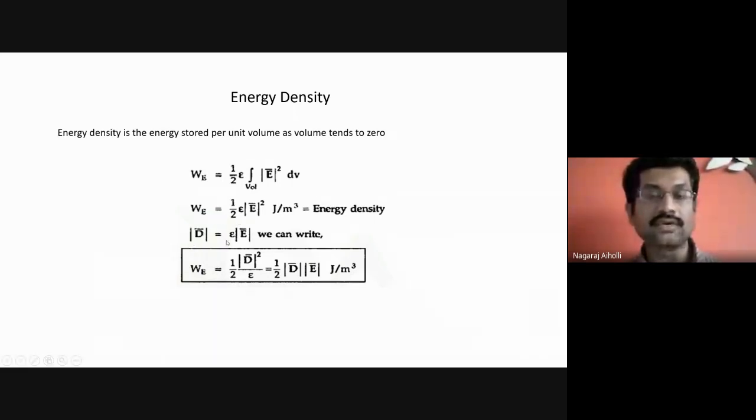Then D is equal to epsilon E. We know this equation. From this equation, we can write W_E is equal to half epsilon E square. Based on this, I can write half into D square by epsilon, because D square is epsilon square E square. One epsilon and one epsilon will cancel, and in the numerator it will remain epsilon E square. So I can replace this epsilon E square by D square by epsilon.